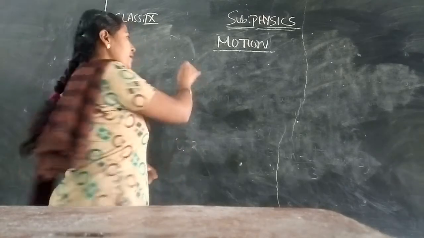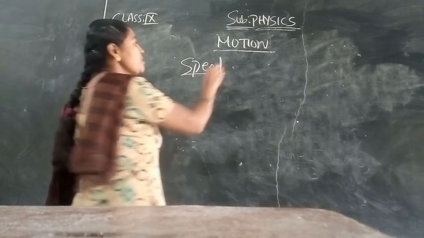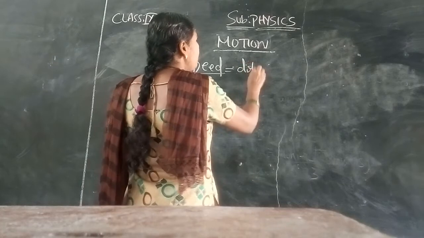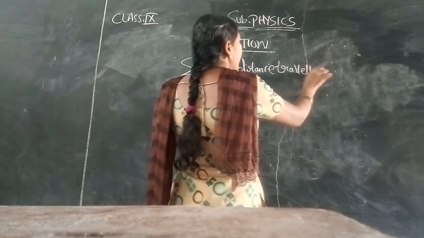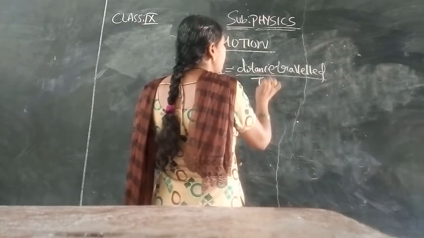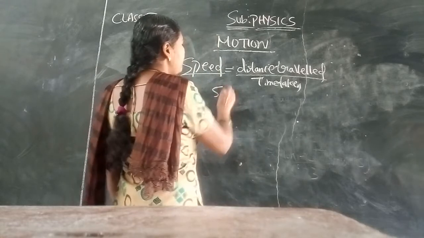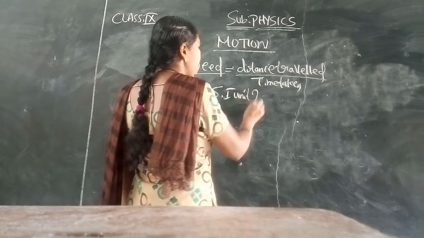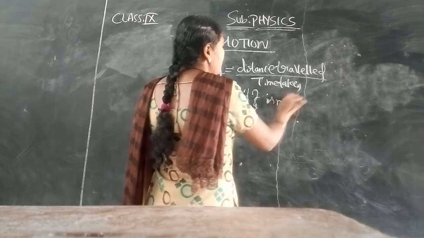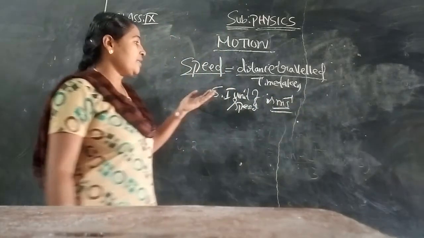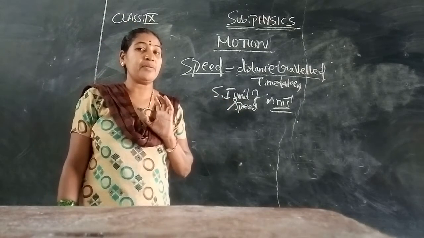Then what important points have I explained? Speed I have explained. The main important point is speed. What do you mean by speed, children? Speed is nothing but distance travelled by time taken. What is the SI unit of speed, children? The SI unit of speed is meter per second. That I have already explained in the regular classes. In the revision classes, I am explaining once again. Please go through it.